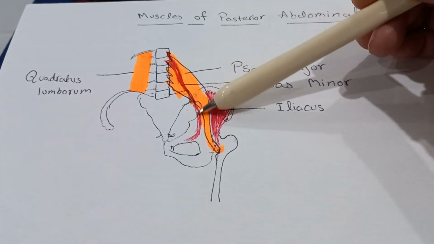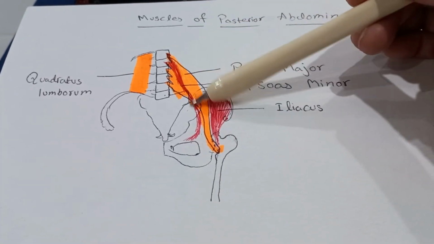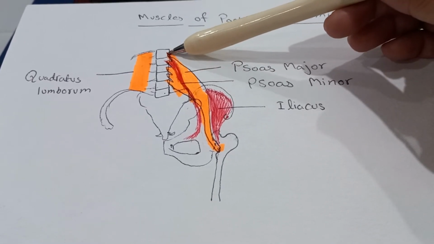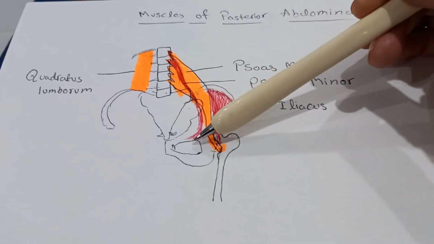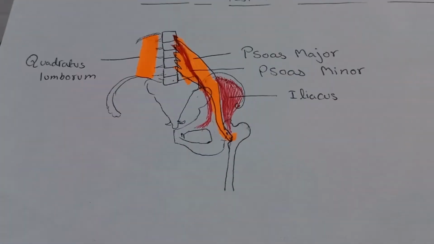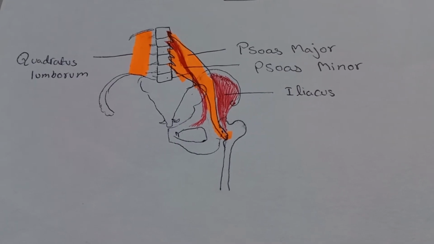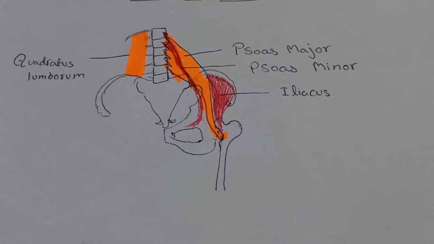So this is psoas minor muscle that originates from the lateral sides of the bodies of T12 and L1 and is inserted over the pecten pubis. Psoas minor muscle is innervated by spinal nerve L1 and it is a weak flexor of the trunk.